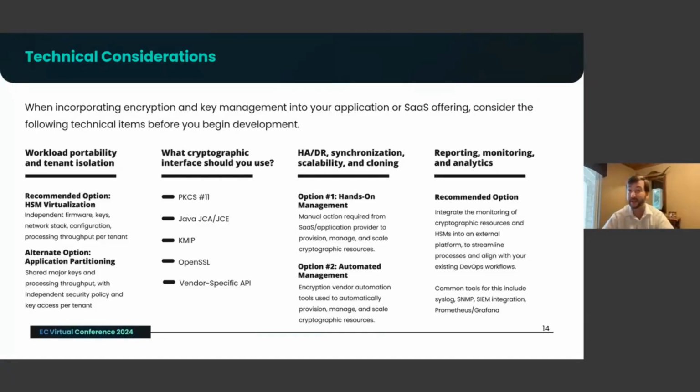So you eliminate the noisy neighbor problem, where one tenant on an HSM could inadvertently chew up a lot of the resources and throughput available to another and effectively cause a denial of service. Virtualization of HSMs prevents that. As an alternate option, application partitioning, where every tenant on the shared infrastructure is under the same major key, the top level key, but they have their own working keys. Maybe they have their own permissions. They've got IAM policies and role-based access control that can divide out what they have access to and what they don't. Both are options.